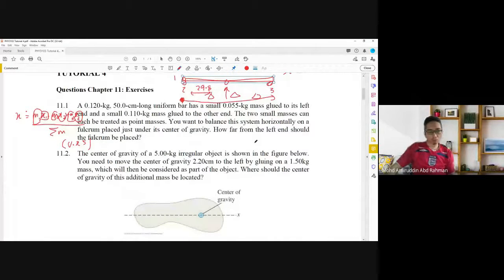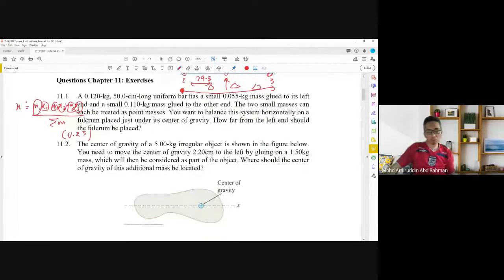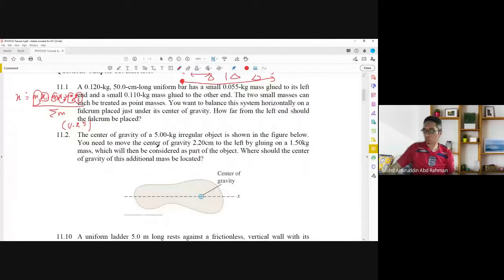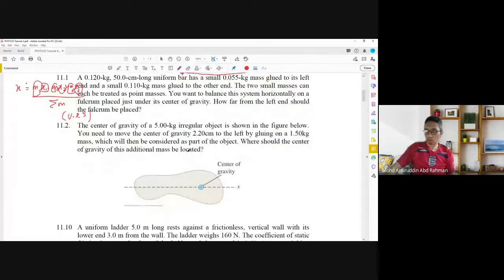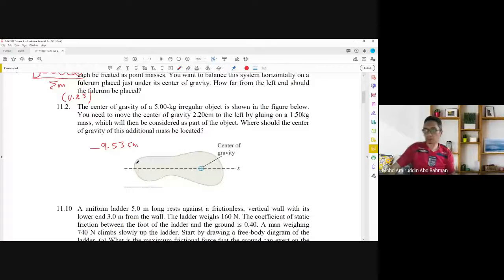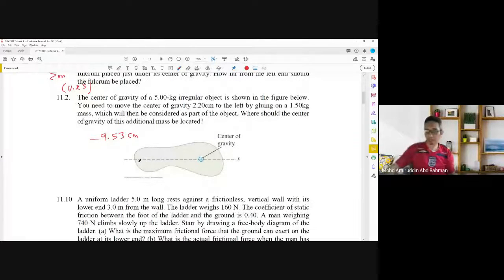Okay, 11.2. So we have 11.2. For this one, I'm going to give you the answer. Where should the center of gravity of this additional mass be located? It is minus 9.53 centimeter.